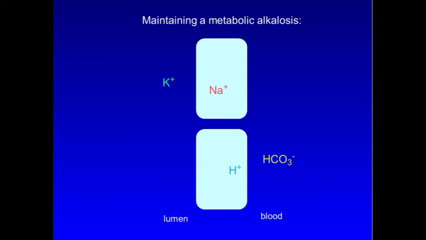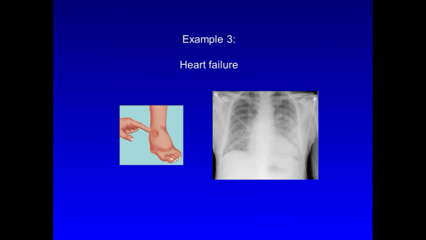So the treatment here is to stop the vomiting, replete ECF volume and potassium stores, and allow the kidney to normally excrete the excess bicarb and correct the alkalosis. In example number 3, a patient with severe heart failure and pulmonary edema is given a large dose of IV Lasix or furosemide, a loop diuretic. This increases salt and water excretion over the next few hours and allows edema and pulmonary edema to be relieved.